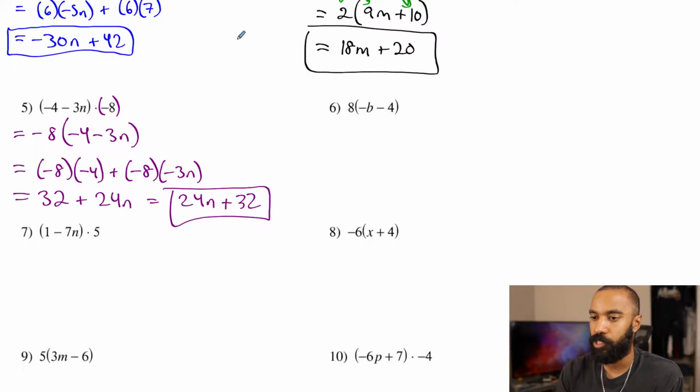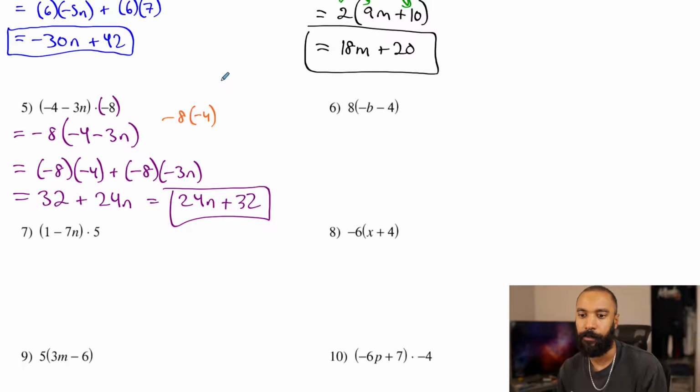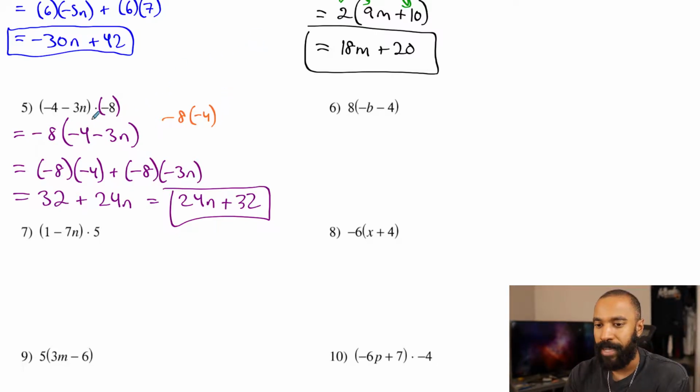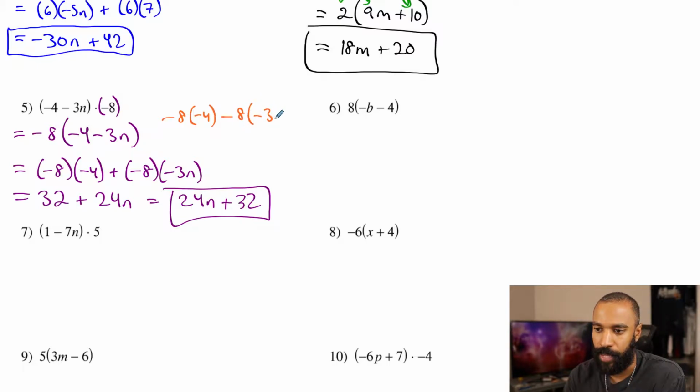Now, if I'm actually to look back at this, and I'll do it in a different color here. Let's say I wanted to do distribution the other way. Let's say I don't want to write parentheses around my negatives with my 8s, but I do have to make sure my 8 stays negative. I'll write -8 times -4. I'll still do parentheses around the -4. And I'll do the minus for the 8. I'll say -8 times -3n.